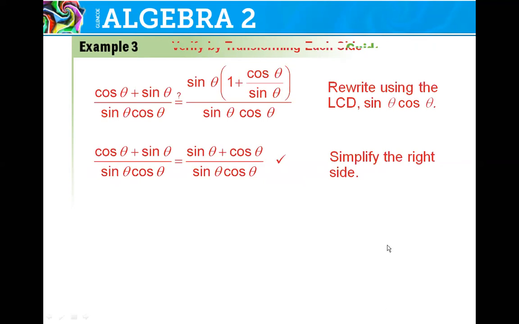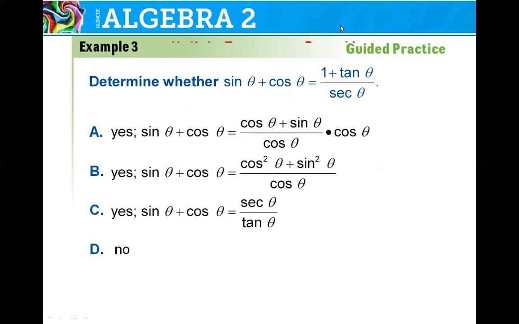Okay, I'm going to this problem. It's a multiple choice. Determine whether sine theta plus cosine theta is equal to 1 plus tan over sec theta. Is it yes, or no, it's not an identity, it's not equal? Or yes, and this is the answer. The second is the answer. The third is the answer.